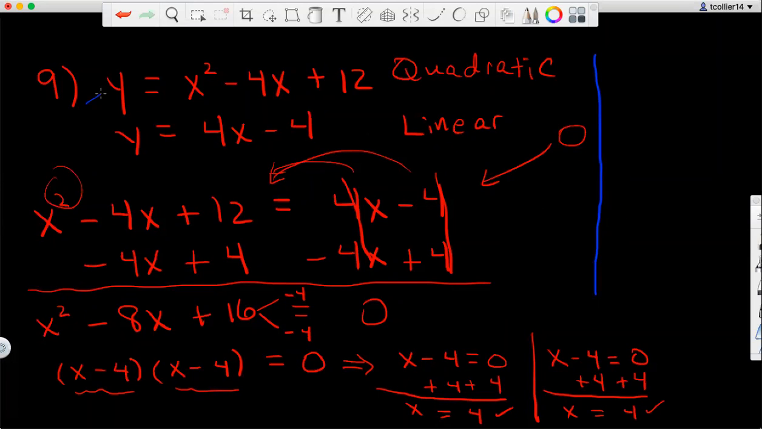You can either choose the top equation or the bottom equation. It doesn't really matter. I'm going to use the bottom. So I'm going to use y equals 4x minus 4. I'm going to let x be 4 because that's what I found down here. I get 4 times 4 minus 4. Working that out, I get 16 minus 4, which is 12.